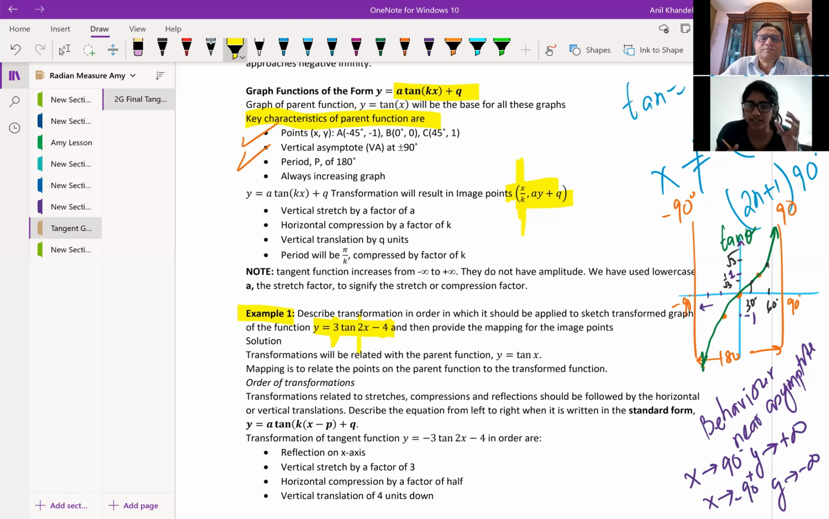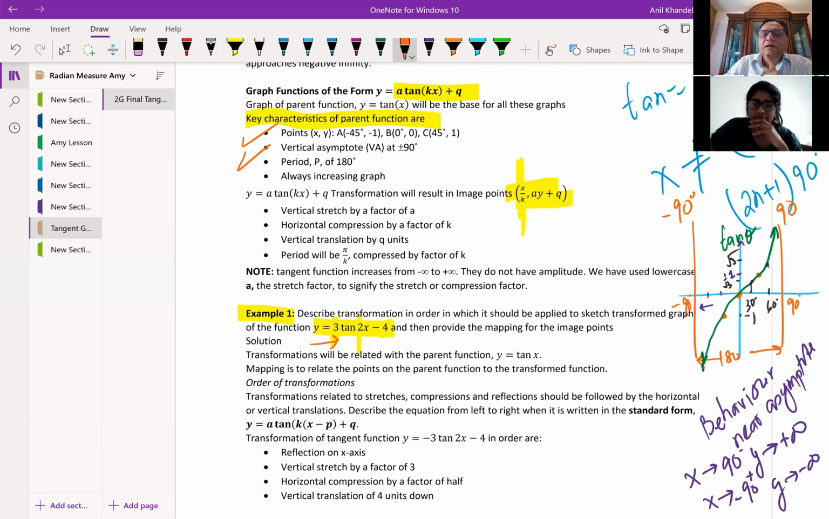You've got the 2x, so the k is 1 over 2. So that's why you would take your image point. If you want to make your image point as x and y, you would do x over 2, and then it will be 3y minus 4. Now, whenever you have to describe the transformation in order, you have to move from left to right. You understand? Yeah, sorry. So left to right.